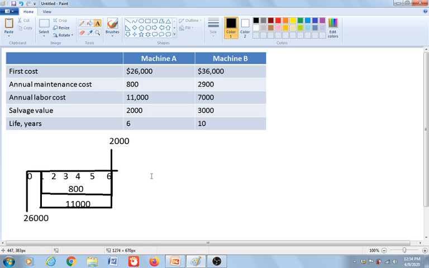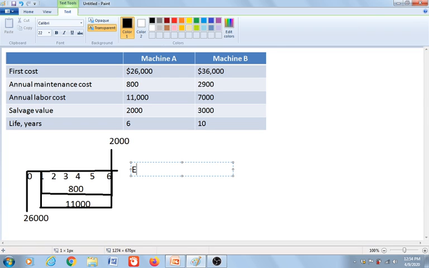So as we can see from the cash flow diagram, we have negative cash flow and we have positive cash flow. So we will calculate the difference between the positive cash flow and the negative cash flow. So we're going to calculate for EUAW.